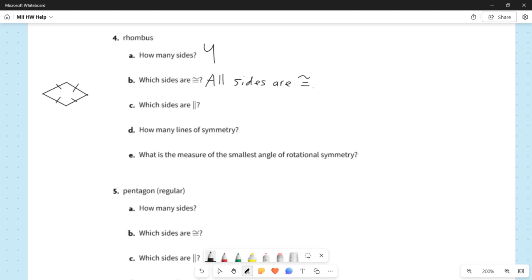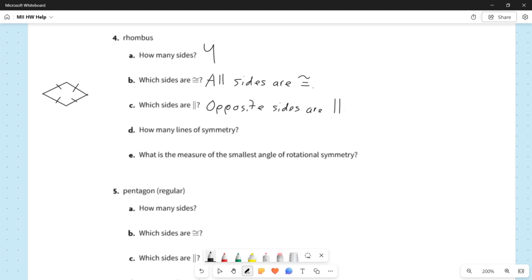Which sides are parallel? Well, this isn't the definition of a rhombus, but it's more of a property that arises when you're talking about a rhombus, is that opposite sides are parallel.